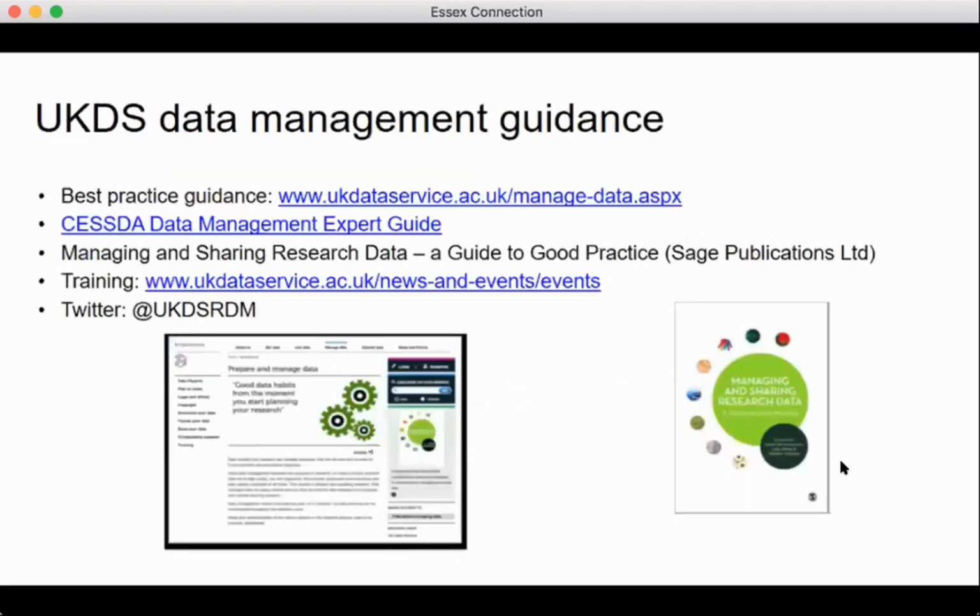Okay, and as I said in the beginning, this presentation was just a summary of the main aspects that need considering during a research project from a data management point of view. And we have extensive information available on our website. I also included here a link to the Data Management Expert Guide. This is a very comprehensive resource as well for data management.